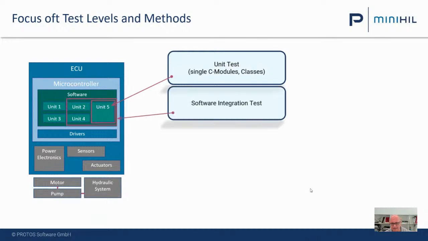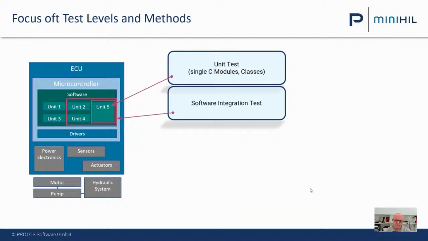Unit test and software integration test is usually pure software testing. So unit test is just testing one unit, so one C module, one class, or the like. Software integration test brings together more C units, more classes, and so on, integrates this. It's usually synchronous and step by step. So that's very good. It's good to have. You can test very deep, but it's hard to test asynchronous things like a motor control, concurrent systems, and so on.